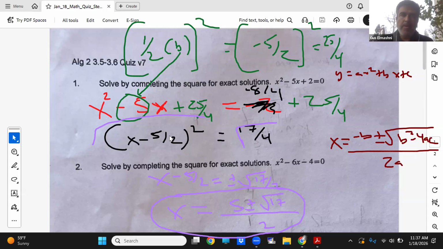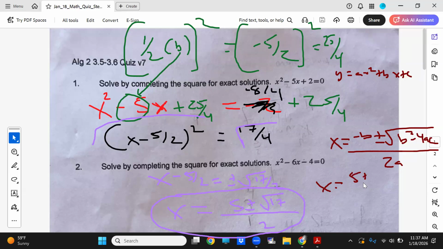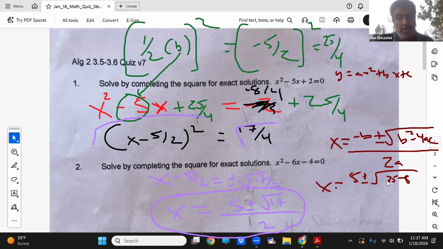So doing completing the square is, in a way, like doing the quadratic formula without having to memorize it. And you would get the same thing, by the way, because if I were to plug in negative 5 for b, I get 5. And then b squared is 25 minus 4ac, which is minus 8, which is 17, by the way, over 2a, which is 2. I would get the same thing.